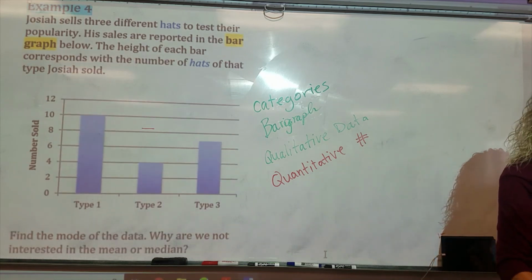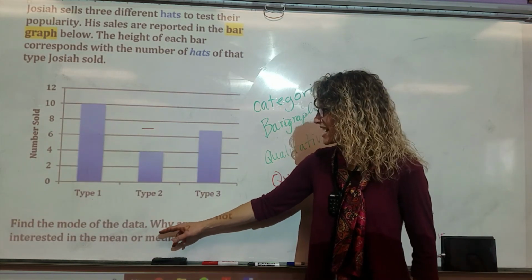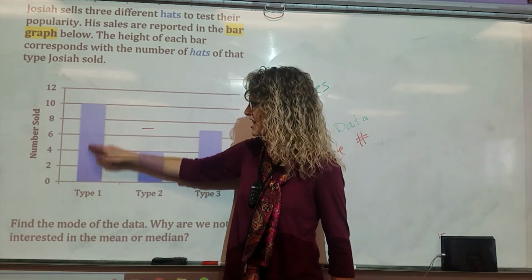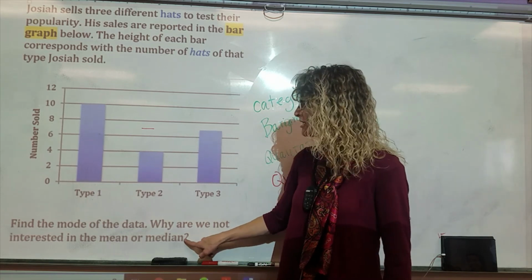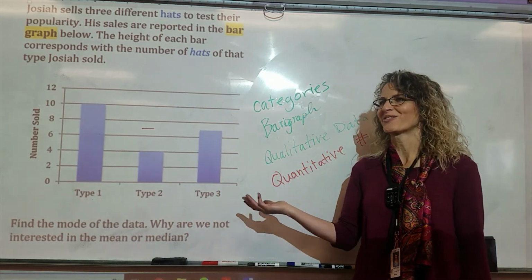Question. What is the mode of the data? The one that occurs the most is 10. That'd be our type 1 hat. Why are we not interested in the mean or median? Like we said, we can't find the average of categories.